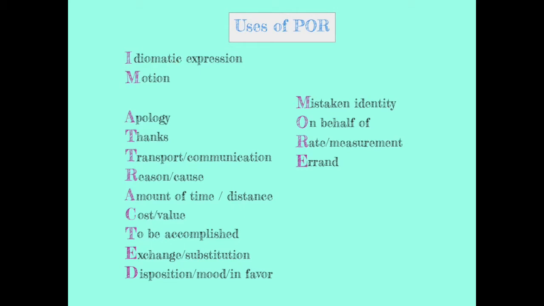So we've got idiomatic expression, motion, apology, thanks, transport or communication, reason or cause, amount of time or an amount of distance, cost or value, to be accomplished, exchange or substitution, disposition, mood, and favor, mistaken identity, on behalf of, rate and measurement, and errand. You'll see that some of these have some overlap, but that's okay. It's just that this acronym happens to be really specific, and I find it helpful to keep straight the uses of por.